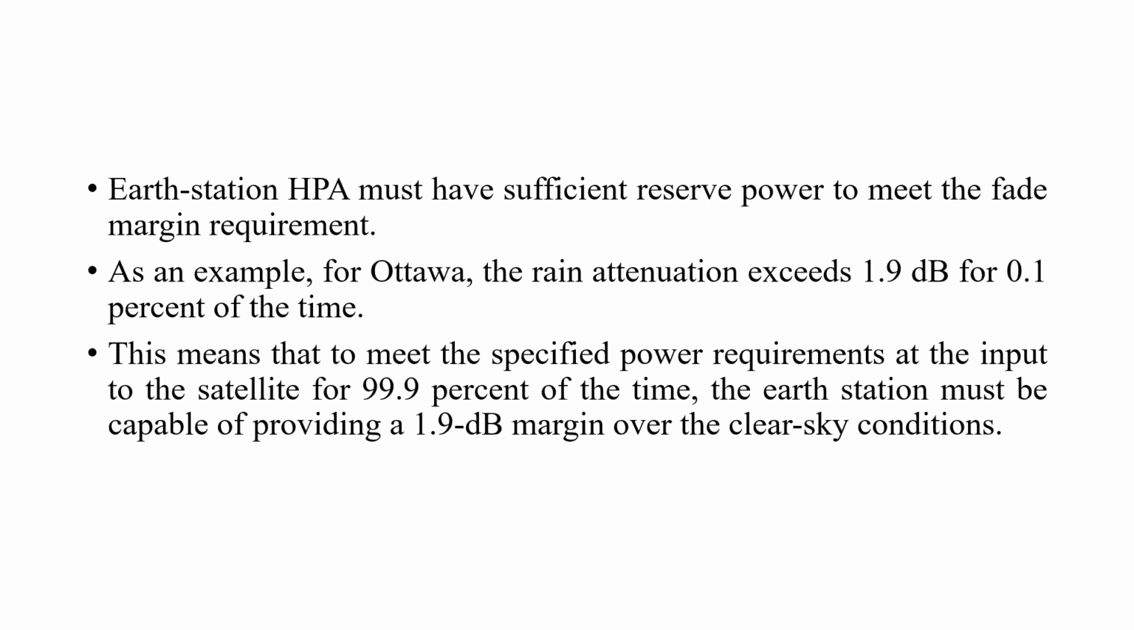For example, in Ottawa, there is an earth station. Here the rain attenuation exceeds 1.9 dB for 0.1% of time. This means that to meet the specified power requirements at the input of the satellite for nearly 100% of the time, that is exactly 99.9% of the time, the station must be capable of providing a 1.9 dB margin over the clear sky condition.